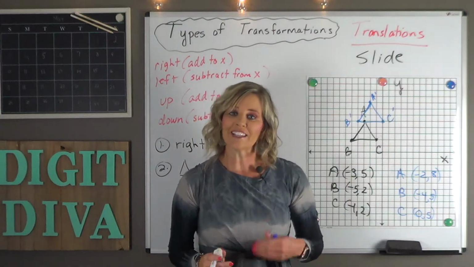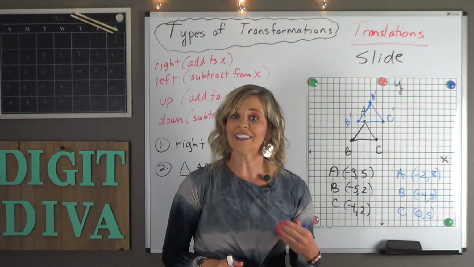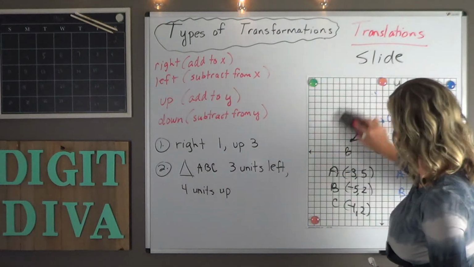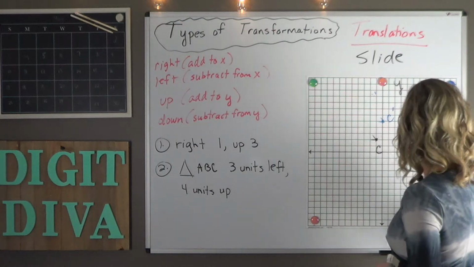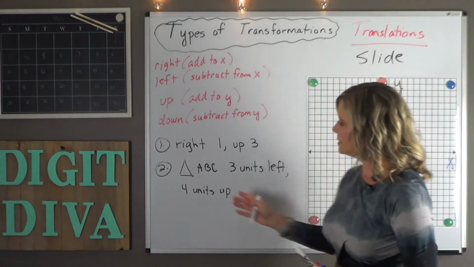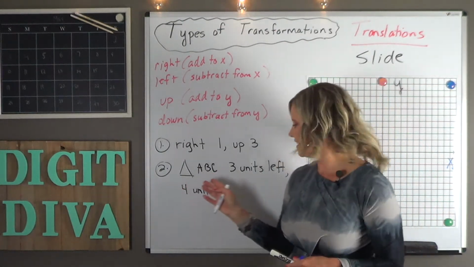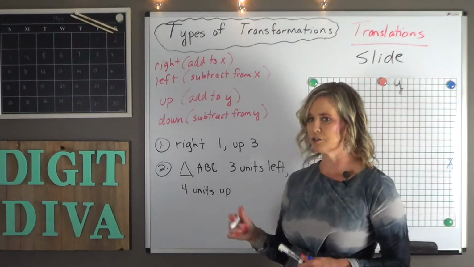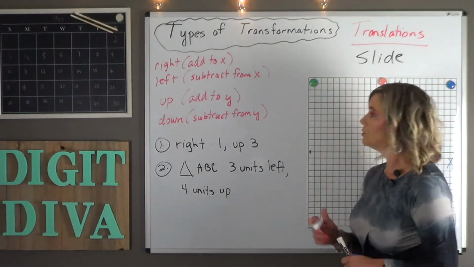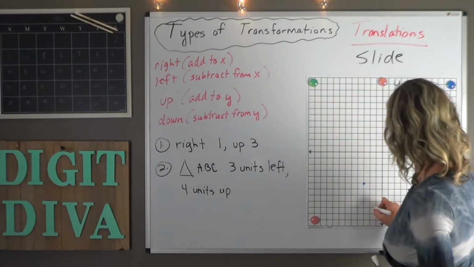So, again, that's how you translate a figure when they tell you how many units to move right, left, up, or down. And then look at our second example. Okay, our second problem. It says triangle ABC. They want us to translate triangle ABC 3 units left, 4 units up. Okay, so let me give you the original triangle. Let's say we have a triangle down here.